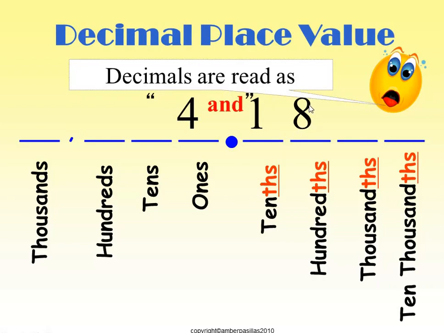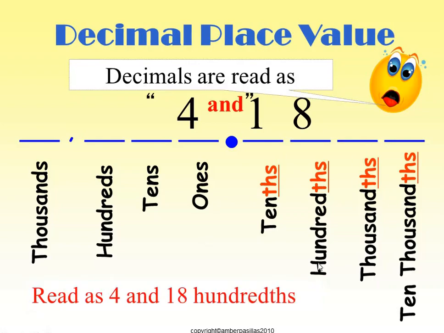Okay, then I will read the number to the right of the decimal point as I usually read. What's this number? It's 18. So I will say 18 as I usually read it, okay? But you will look, where is the final digit, in which place value is it? It's in the hundredths, so at the end of reading the number, you will just add hundredths, the name of the place value of this place, okay? So how will you read it again? 4 and 18 hundredths, okay?